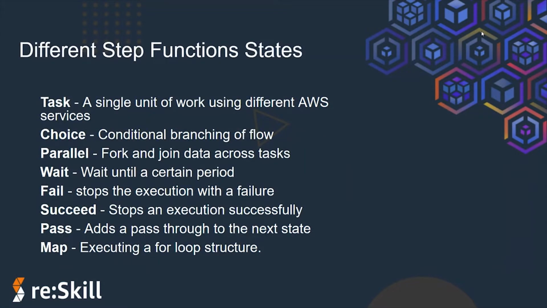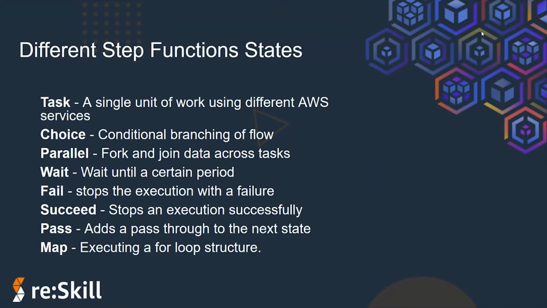The different Step Functions states available are, first, a task, which is a single unit of work which integrates with different AWS services via SDK and optimized integration. There's also choice for conditional branching of flows. So suppose you would have to compare a couple of conditions, and based on that decide to branch the flow and go on with the flow.